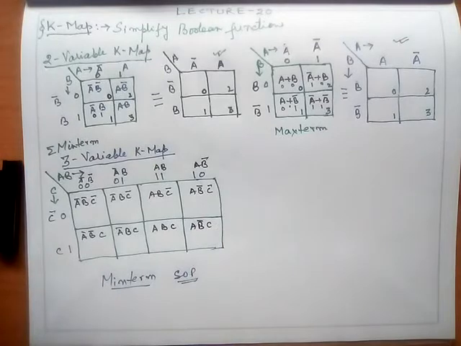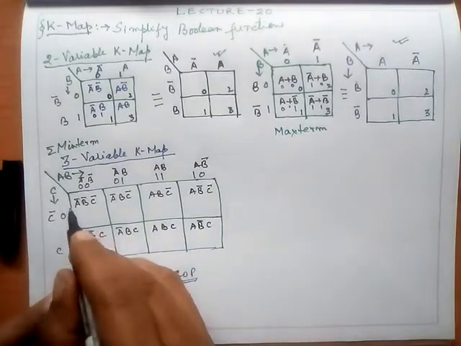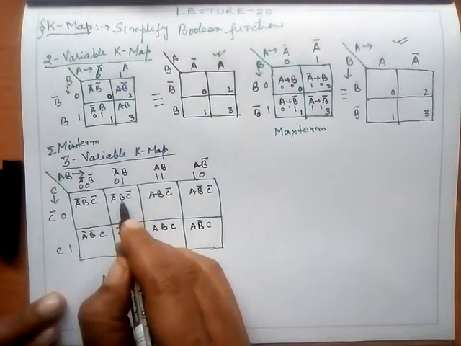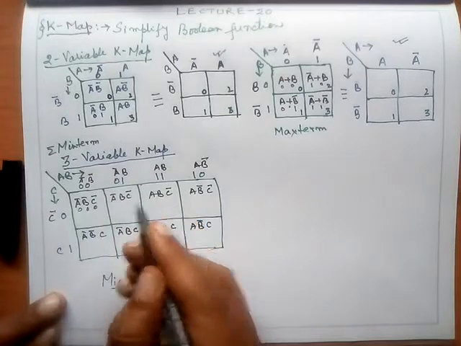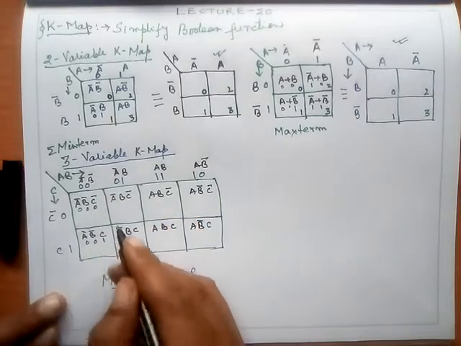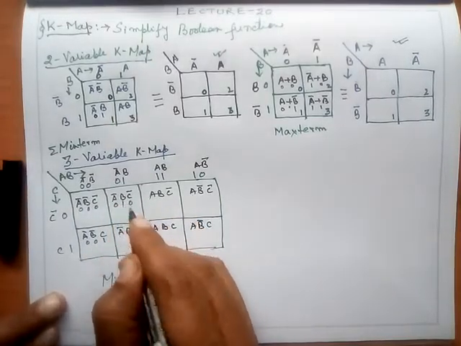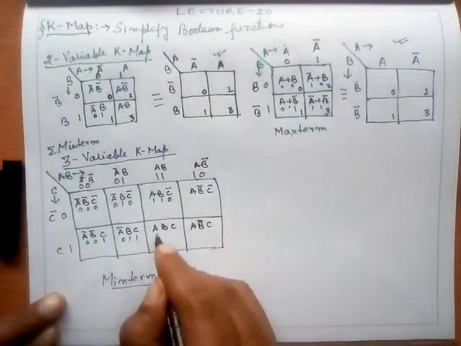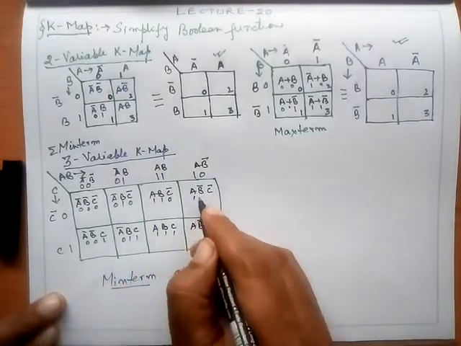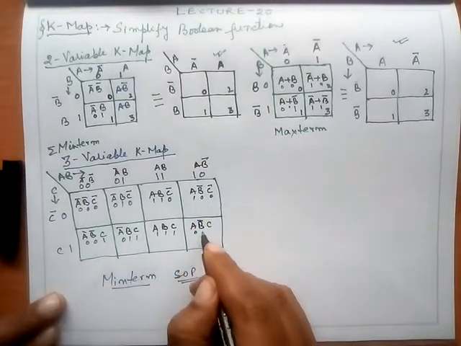Now this is a min term, so I represent every complemented variable by a 0 and the variable itself by 1. So this will be 0 0 0, this is 0 0 1, this is 0 1 0, this is 0 1 1, this is 1 1 0, this is 1 1 1, this is 1 0 0, and this is 1 0 1.